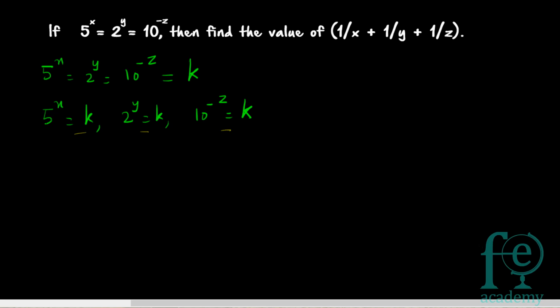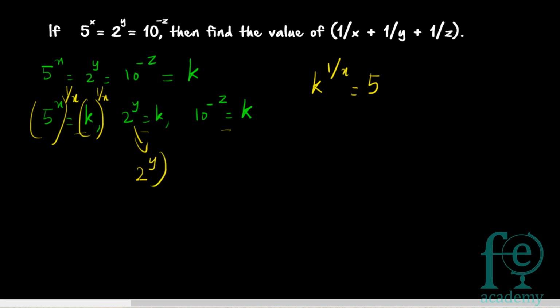So what is x? 5 raised to x is equal to k. So if you take the 1 by x root, the root means you can take it in both numerator and denominator. So what you will be getting at last, k raised to 1 by x is equal to 5. Then similarly here also, in order to eliminate this y, you can take the yth root. So you have to take the yth root of k also. You are taking the yth root in both the left hand and right hand terms of the equation.